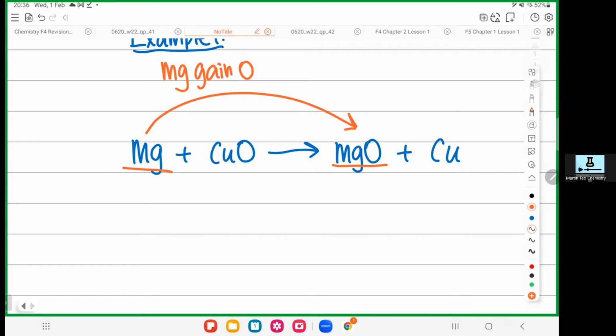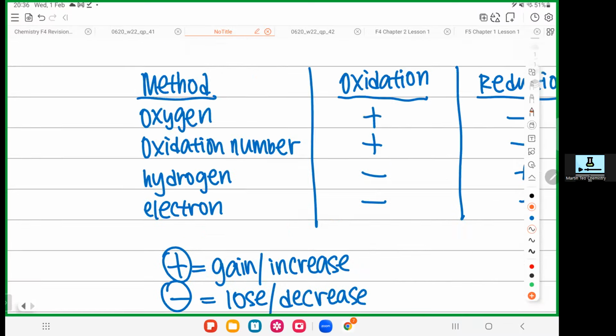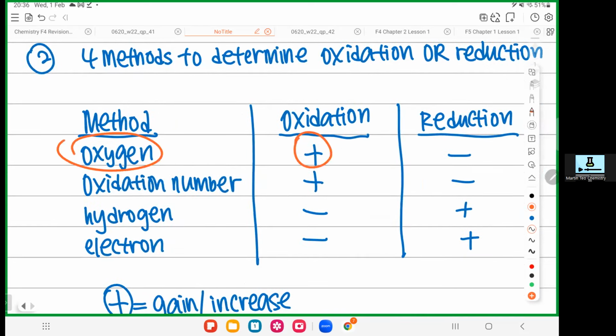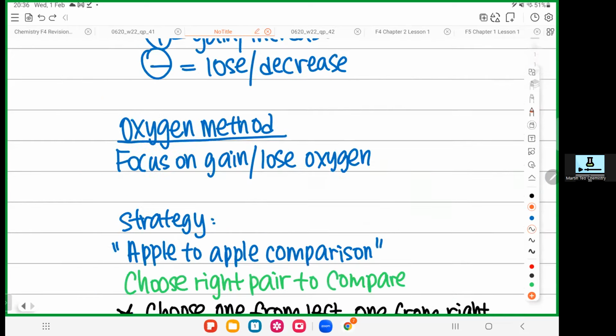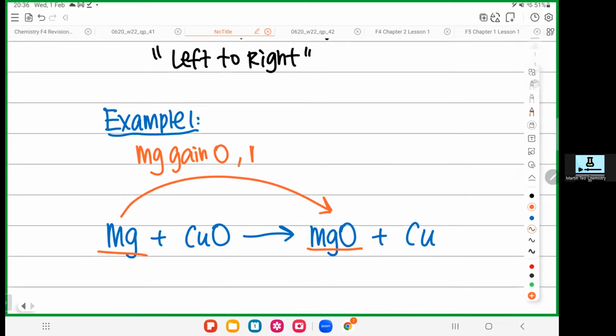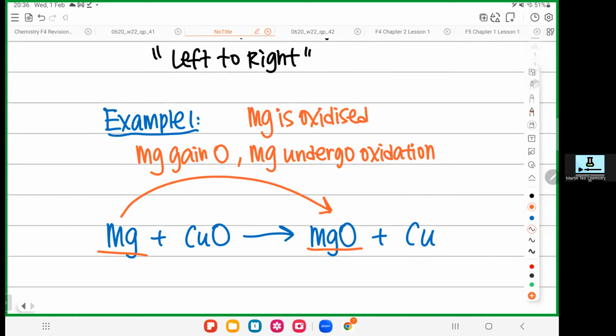So as what we learned today, the 4 different methods. When I gain oxygen, what process is happening? Oxidation. So magnesium undergoes oxidation. If you don't want to say magnesium undergoes oxidation, you can use the past tense like this. You can also write, magnesium is oxidized. Make it past tense. Same meaning, right? Magnesium is oxidized. Magnesium has already undergone oxidation. You can write either way, the first one or the second one, up to you.